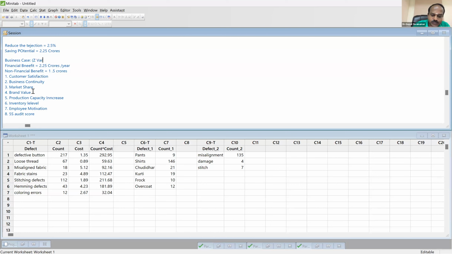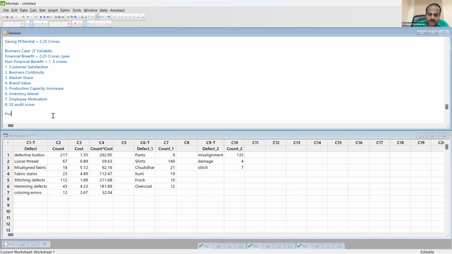The business case is known as the Z variable. Any top management will be interested in your Z variable. Am I right? The dollars. Yes or no? Yes. If you want your project sponsor to approve your project, the first thing you should explain is the business case, which is talking about the financial benefit as well as the non-financial benefit.